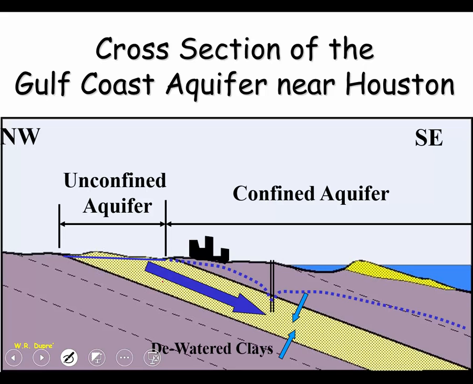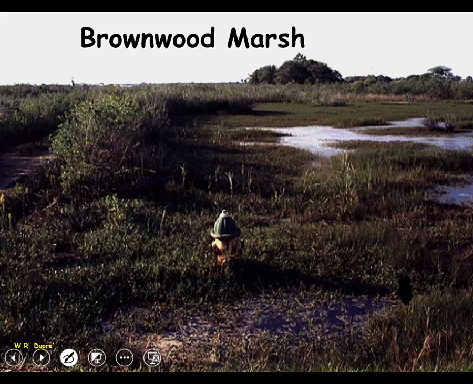The problem here, though, is that we've set up a gradient where we're beginning to dewater the clays. We are actually deriving the water not just from compaction of the sands, but from compaction of the clays. What that does is generate a surface subsidence, that subsidence bowl we talked about.